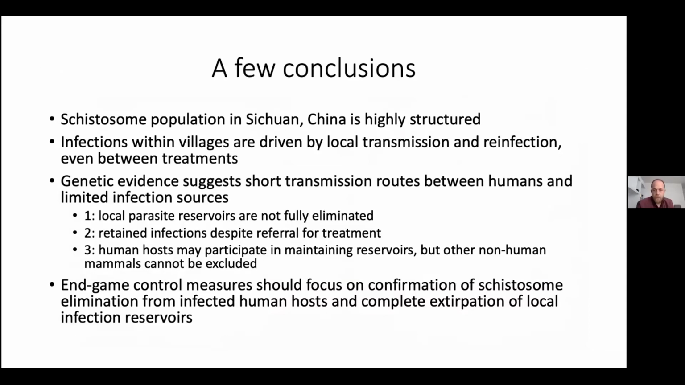So I'm coming at you live now because the narration on my conclusion slide didn't come through. There are just a few quick conclusions from this work. First, schistosome populations in Sichuan, China appear highly structured, with populations from different villages appearing fairly distinct from other populations, even if they are not separated by a large distance.